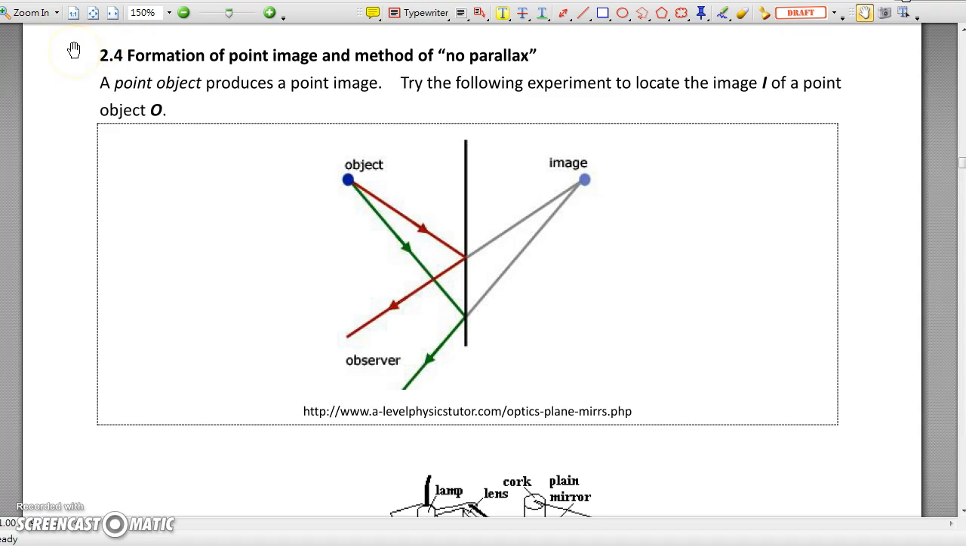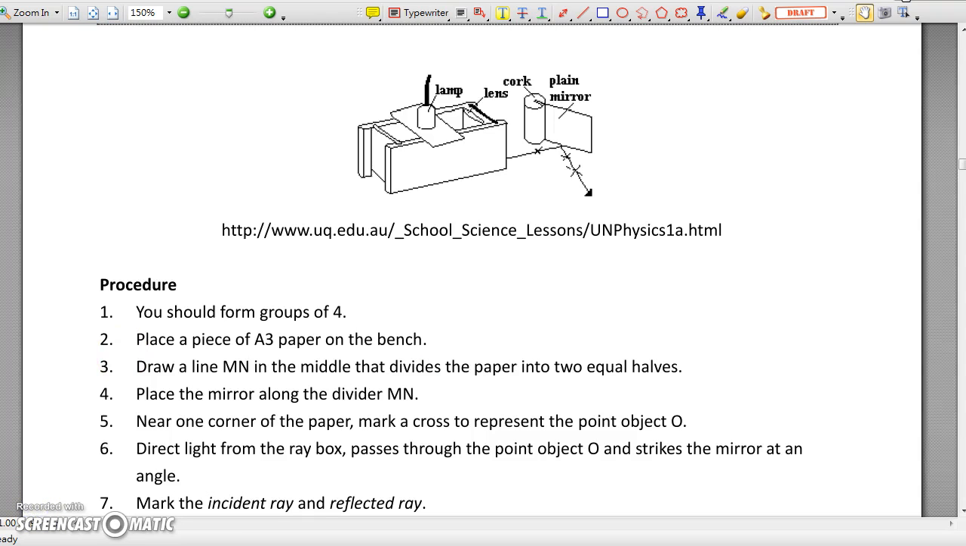2.4 Formation of point image and no parallax method. In the next physics lesson, you are going to do an experiment to see how a plane mirror may form an image, and you will see why the image formed by a plane mirror is laterally inverted, that is, left side right. So, in this experiment, you are going to direct a ray of light to the plane mirror again, just like last time. But this time, you are going to direct a second ray of light and see how this second ray of light is reflected by the mirror.